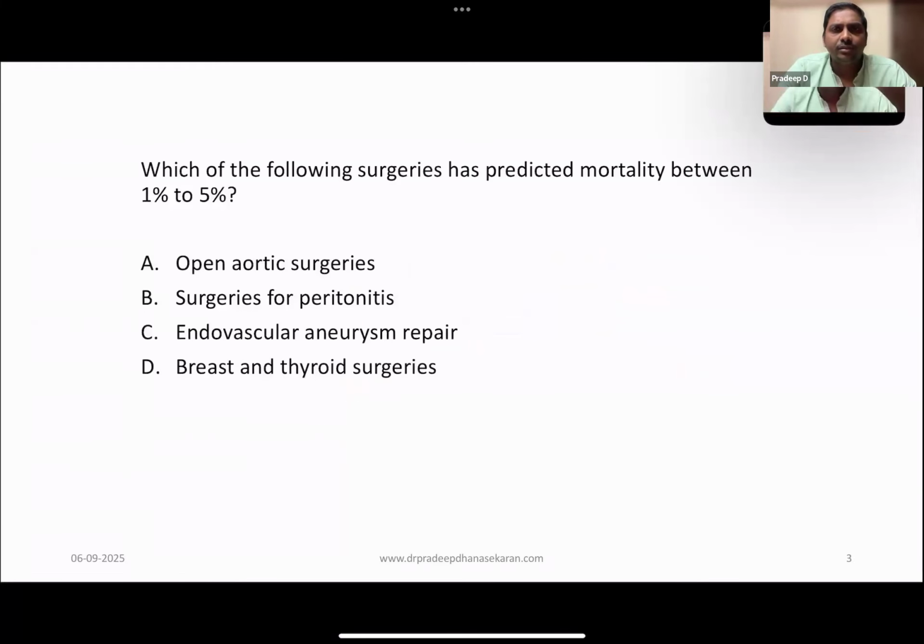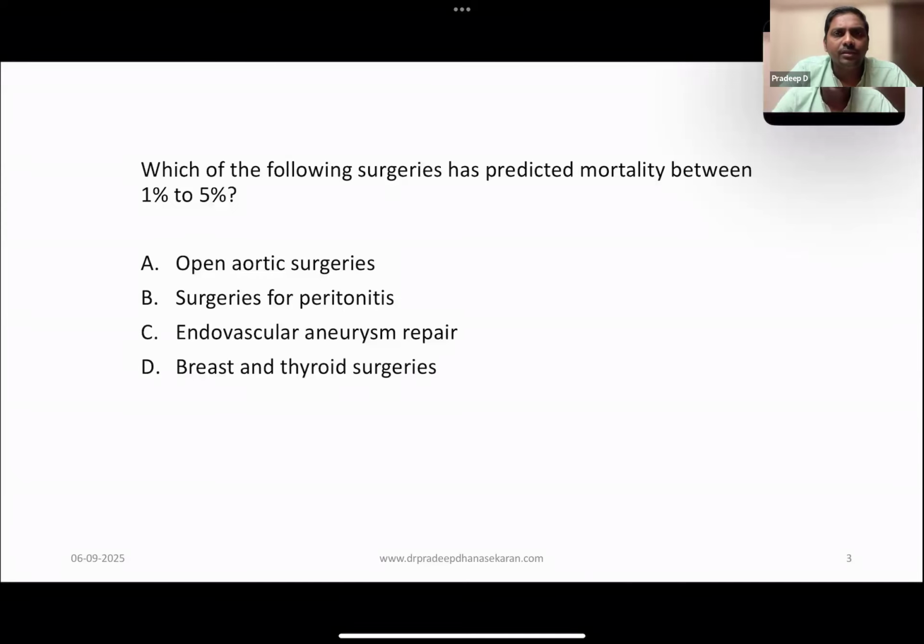So we'll start with a question with regard to perioperative care. Which of the following surgeries has a predicted mortality between 1 to 5%? You have to understand that surgeries with a mortality risk of less than 1% are low risk surgeries. Medium risk surgeries have a mortality rate between 1 to 5%. And high risk surgeries are those with a predicted mortality rate of more than 5%.